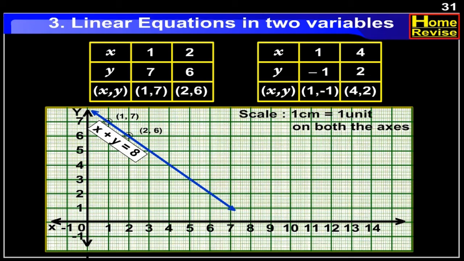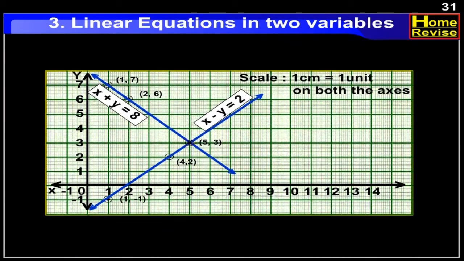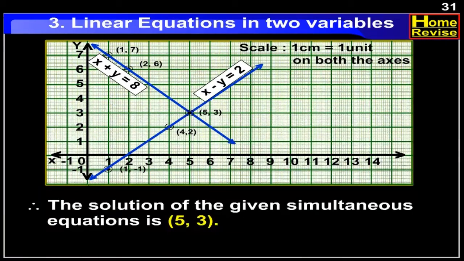Similarly, plot the points 1, minus 1 and the other points, and join them to get the graph of x minus y is equal to 2. Therefore, the solution of the given simultaneous equations is 5, 3. That is, x is equal to 5 and y is equal to 3.